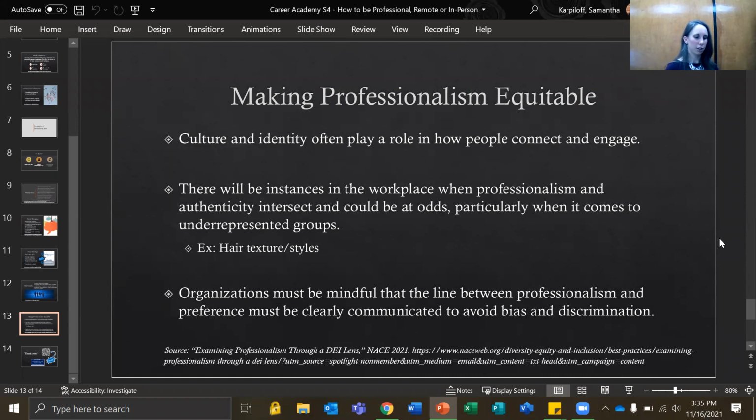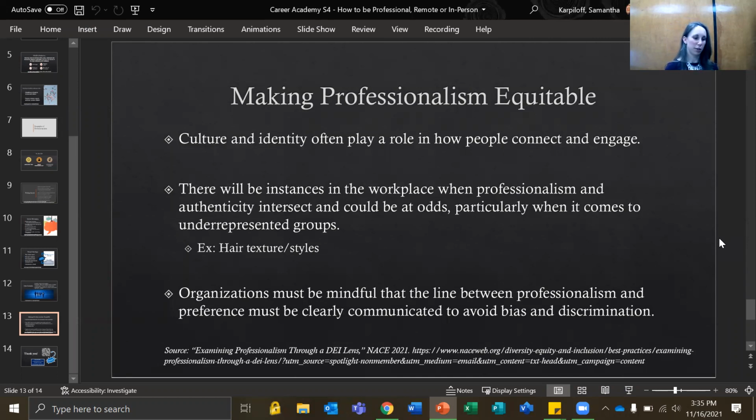Starting with the first one, culture and identity often play a role in how people connect and engage. That's inevitable. That's a really obvious fact, and I think it's always going on underneath the surface. We connect with, remember, and engage with people who might look more like us or who have similar interests to us. So it's important for organizations to remember that when they're structuring their hiring plans and hiring the right people, especially to ensure that there's a diverse group of people and not everybody is the same.